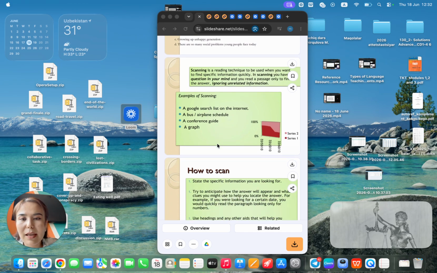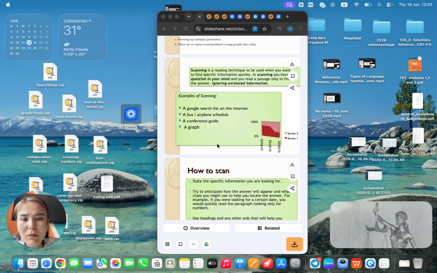Let's move to the scanning part. Scanning is a reading technique to be used when you want to find specific information quickly. In scanning, you have the question in your mind, and you read a passage only to find the answer, ignoring unrelated information. Examples of scanning.